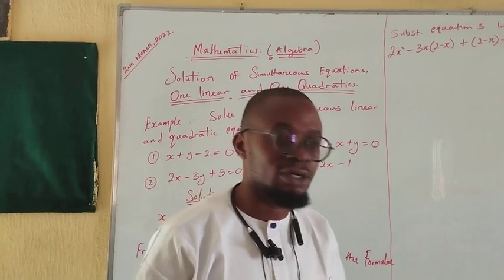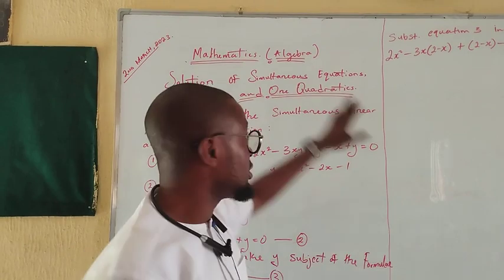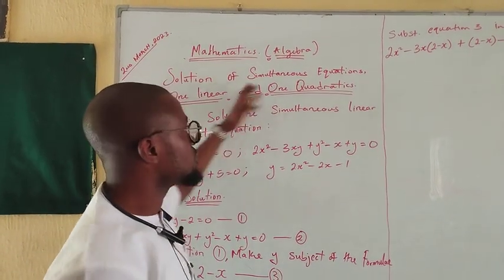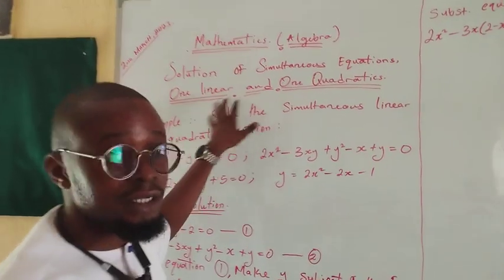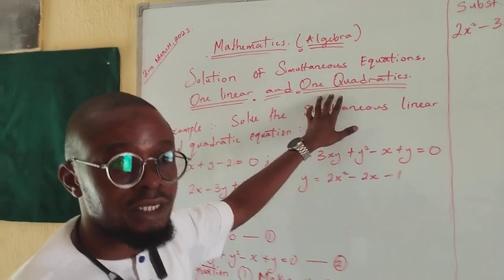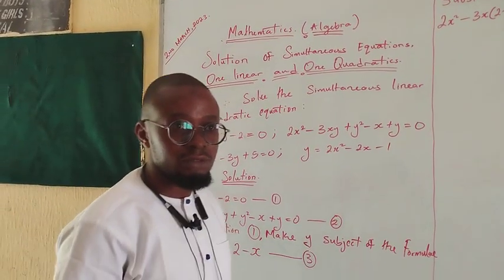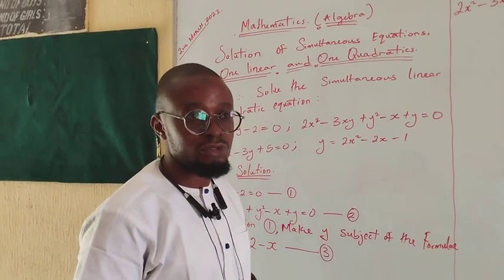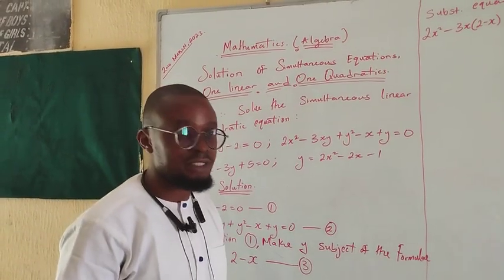Adeshina, and I'll be the one taking you mathematics. And the branch we'll be looking at today is algebra. And the topic for the day is solution to simultaneous equation. We'll be looking at one linear and one quadratic. Previously, we've done elimination for simultaneous linear equations, and we have done substitution. So we want to look at one linear and one quadratic.